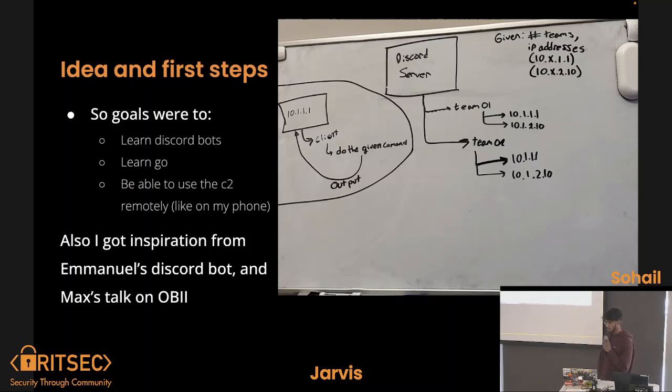I also looked up Discord bots and Discord C2s, and I saw Emmanuel's talk on the RIT-Sec YouTube channel. I watched that. He had a little bit different implementation than the one I did. Max's talk on Obi last week was also pretty helpful, just because it covered the basics of Discord bots. After that, just adding a little bit of implementation is all I really did.